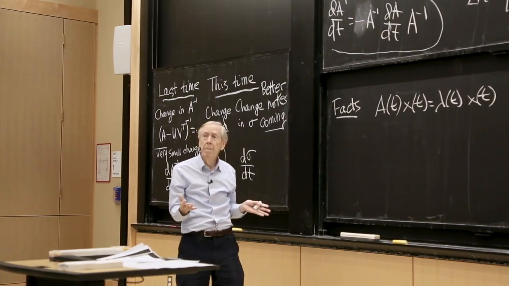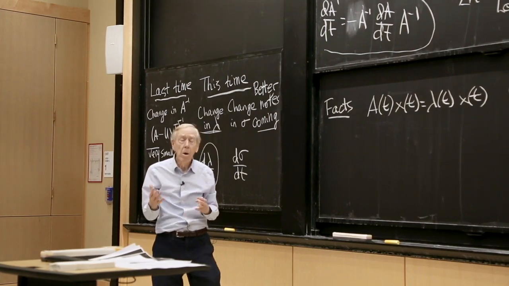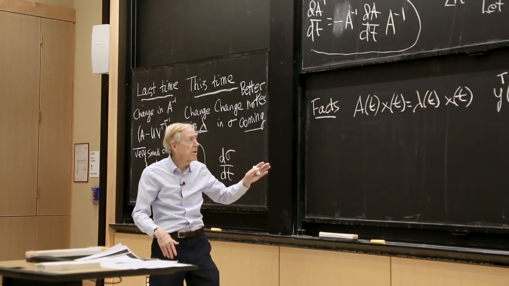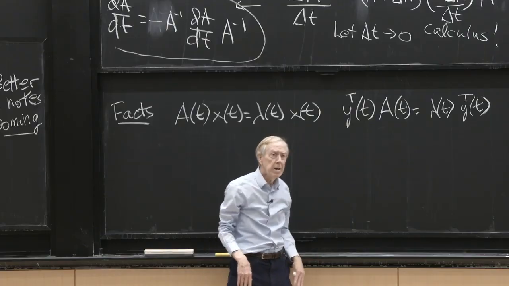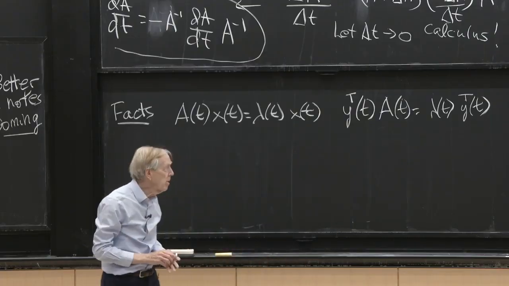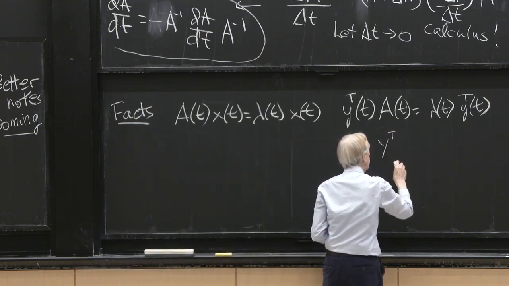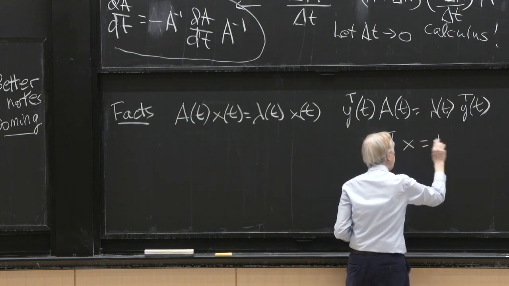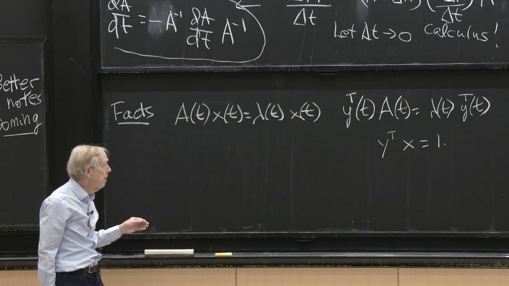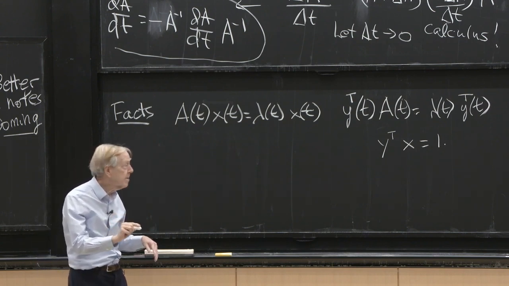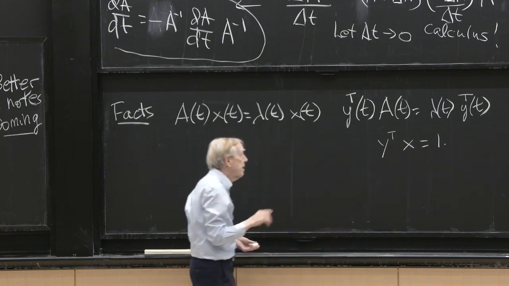Now, one more fact I need. There has to be some normalization. What should be the length of these? Right now, X could have any length, Y could have any length, and there's a natural normalization, which is Y transpose times X equal to 1. That normalizes the two. It doesn't tell me the length of X or the length of Y, but it tells me the key thing, the length of both.